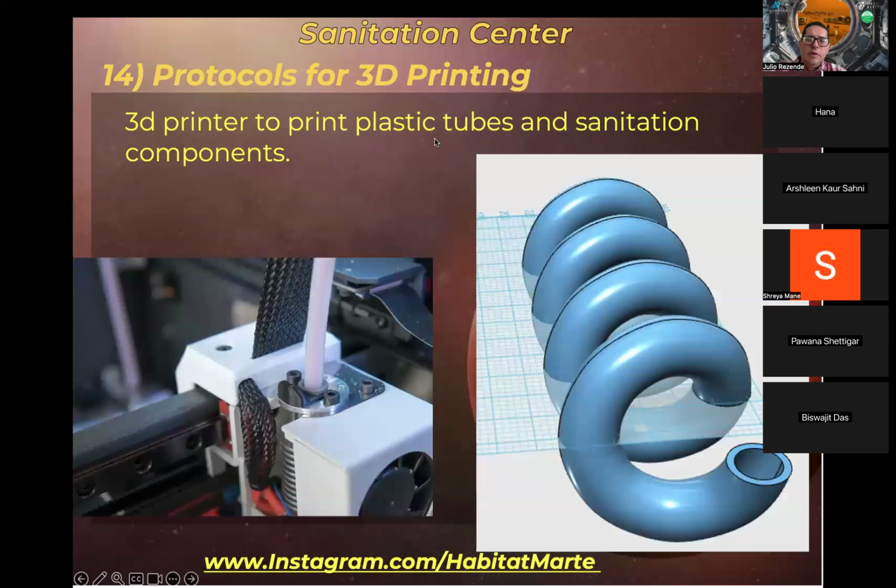Related to 3D printing, we imagine it would be interesting to have a special kind of 3D printer to print plastic tubes and sanitation components.